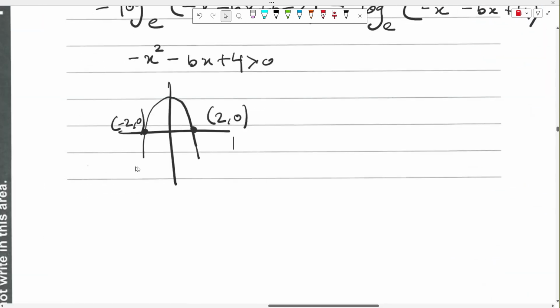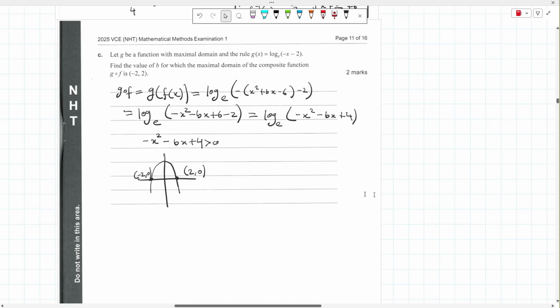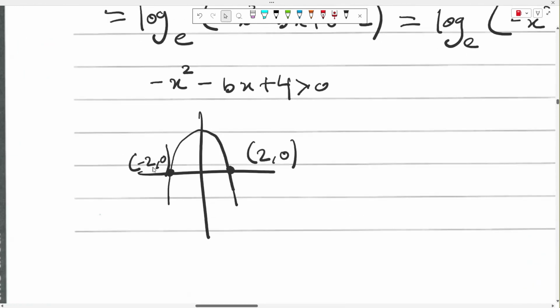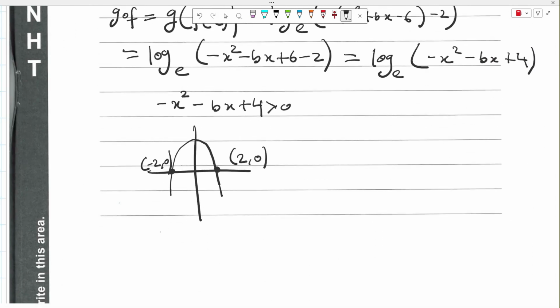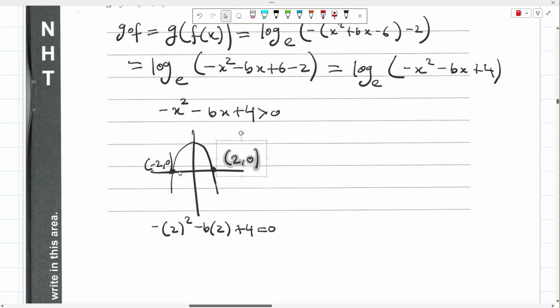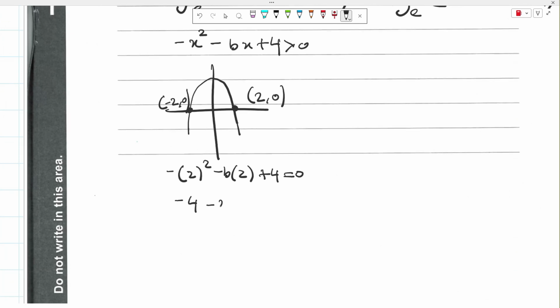Then you can see that the graph is greater than 0 only from negative 2 to 2, non-inclusive. Because at negative 2 and 2, it's exactly 0. Right? So for this inside graph, when we plug in 2, we want it to be exactly 0. Right? We want x is equal to 2 to be an intercept. Right? So we get negative 4 minus 2b plus 4 is equal to 0.